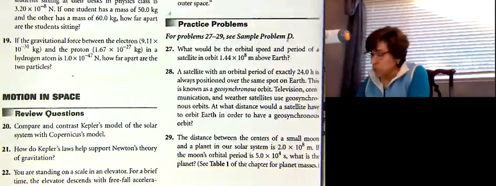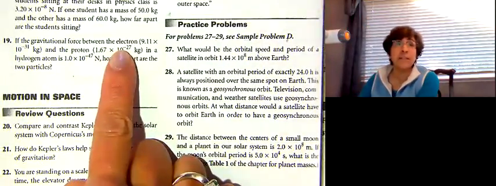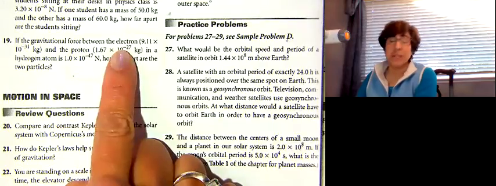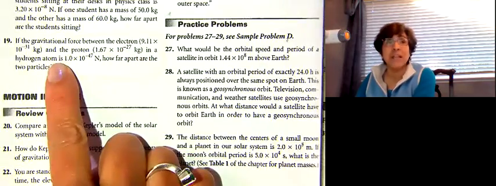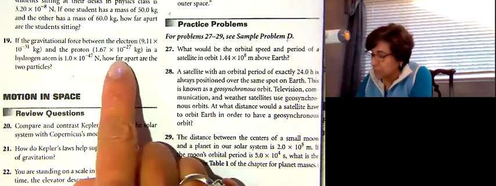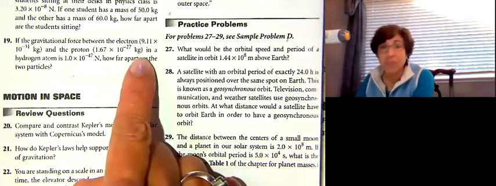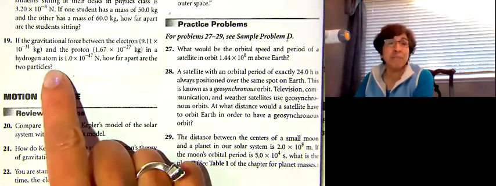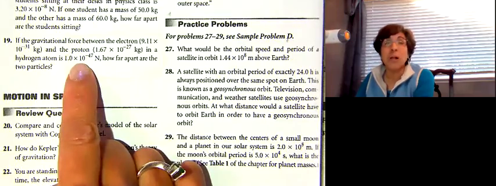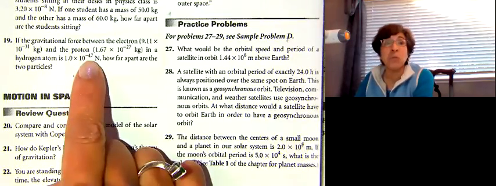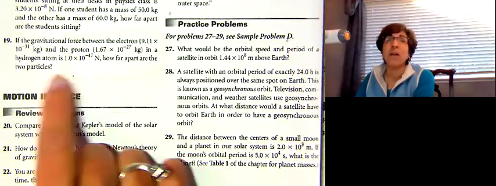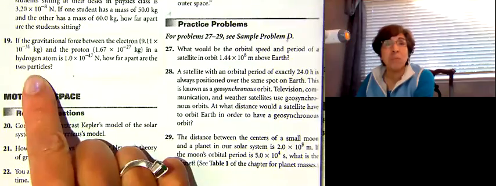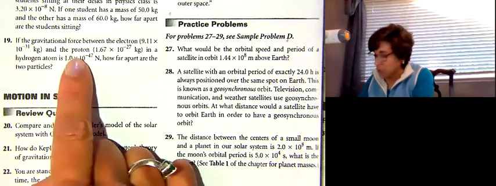If the gravitational force between an electron, whose mass is small, 9.11 times 10 to the negative 31 kilograms, and a proton, which is 1.67 times 10 to the negative 27 kilograms, in a hydrogen atom is a really small amount of newtons, 1 times 10 to the negative 47 newtons, how far apart are the two particles? So how far apart is the electron from the proton?